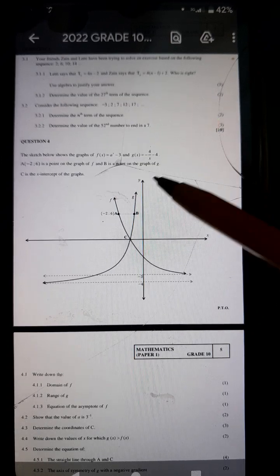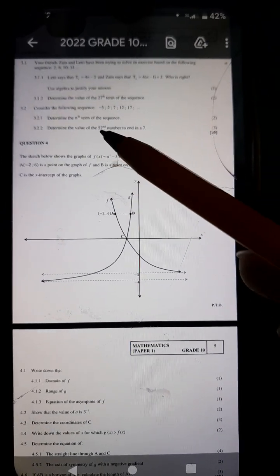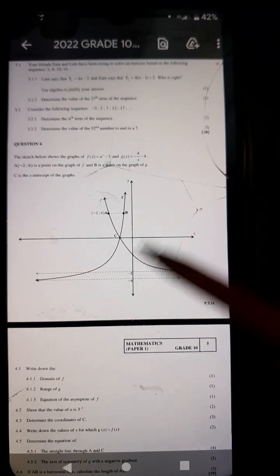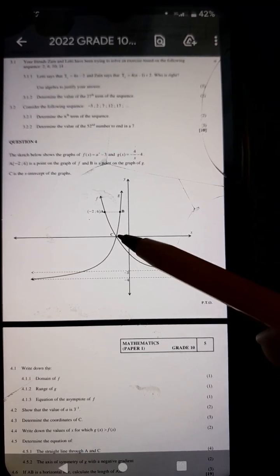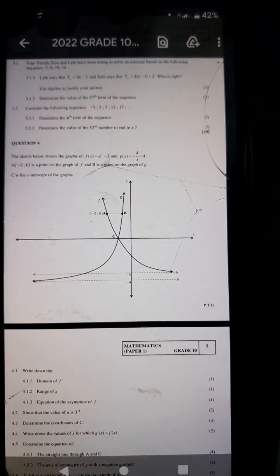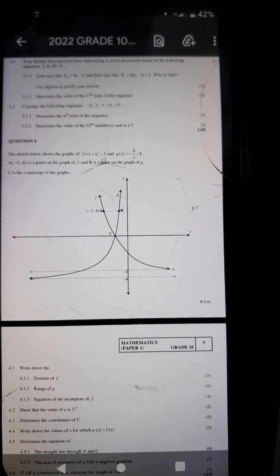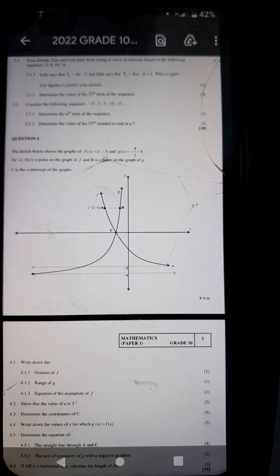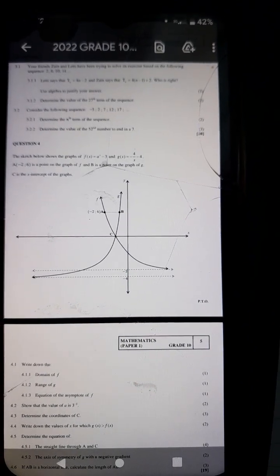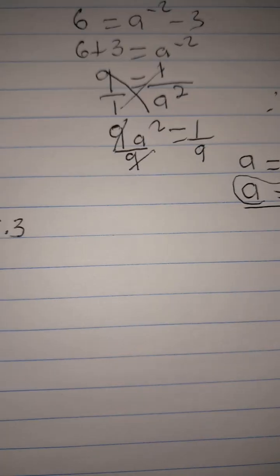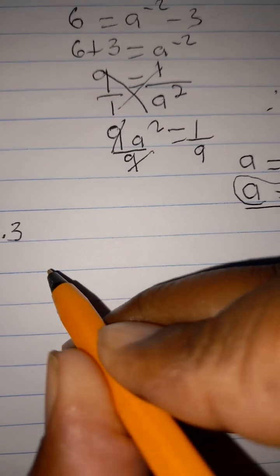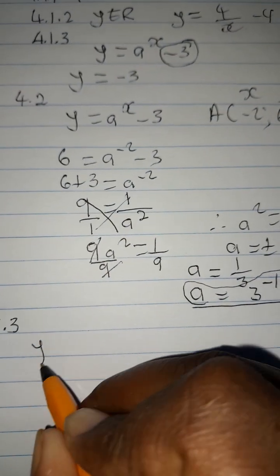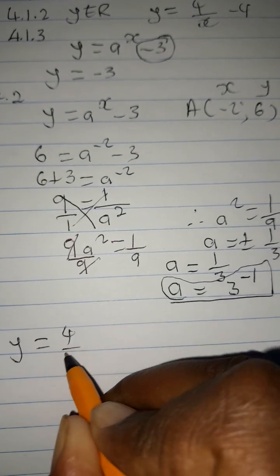Let's use the graph of g, or we can use the graph of f, since they said C is the x-intercept of the graph. So we will use this intersection, because this is where both graphs intersect. We'll use any equation to find the coordinate of C. Let's take the equation of the hyperbola there. We have 4 all over x.